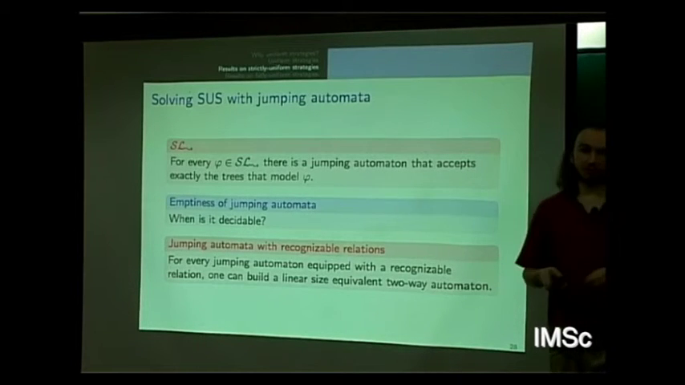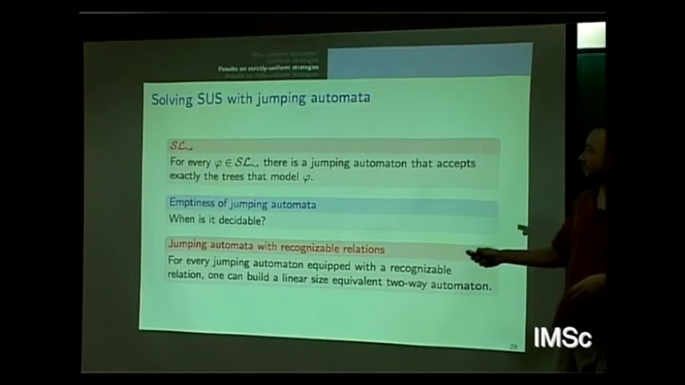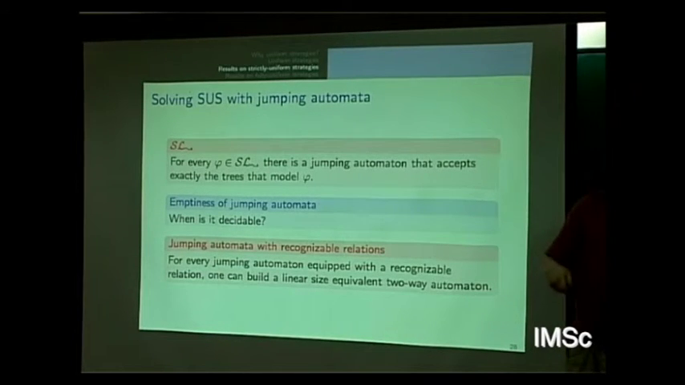And so it's quite easy to see that this behavior enables us to capture the semantics of the strict quantifier. And so for every formula without full quantifier, there's a jumping automaton that accepts the set of trees that model the formula. But then you want to decide the emptiness of such automata to solve our problem. Because of this, the emptiness is undecidable for regular equivalence relations, because otherwise the strictly uniform strategy problem would be decidable for this class of relations.